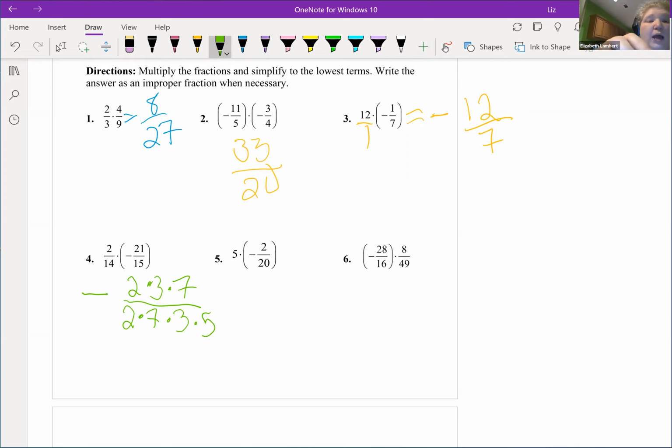We got a whole lot of cancellation going on. So 2 on top, 2 on the bottom, divides to a 1. 7 on top, 7 on the bottom, divides to a 1. 3 on top, 3 on the bottom, divides to a 1. So what is our number left over on top of the fraction? Whatever they divided to. So this result is negative 1/5.